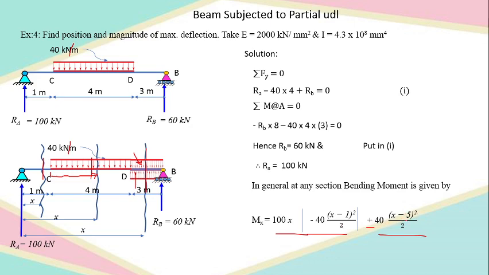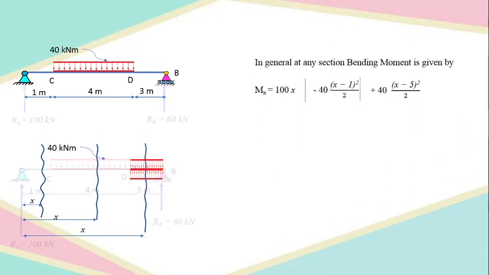So why is this 5? Can you see this? Up to this point, how much is it? 5, and from this point it is x. So the remaining distance is how much? x minus 5. So plus 40 in the bracket (x minus 5) whole square by 2. So this is the generalized equation for the bending moment.